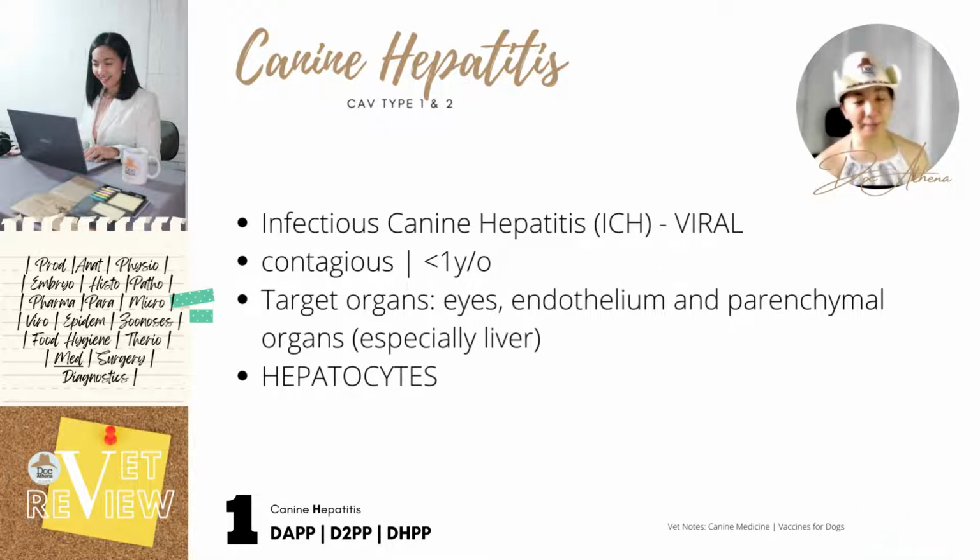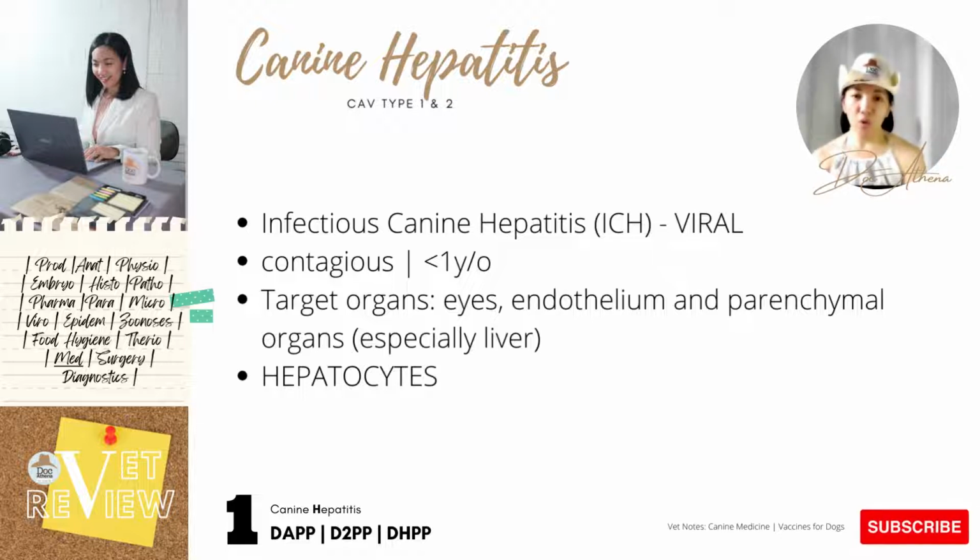So what are the other types of hepatitis in dogs? Well, it could be granulomatous, chronic active, suppurative, hepatic abscess, or cholangiohepatitis. All right, so those are the different types of hepatitis in dogs aside from infectious canine hepatitis, which is caused by canine adenovirus type 1 and 2.